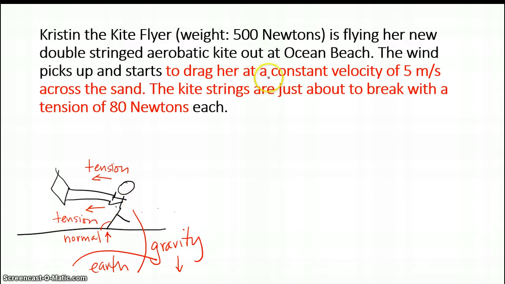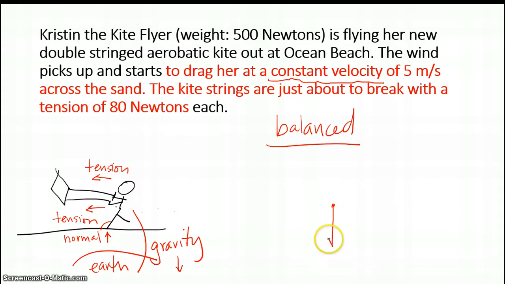Because it tells me right here she is moving at a constant velocity, I need to make sure I have a balanced force diagram. It has to be balanced. And you're noticing all of these are balanced. Yes, they all are because they're all moving at a constant velocity. So let's quickly do the force diagram for this. So we have gravity, Fg, between the Earth and the person.